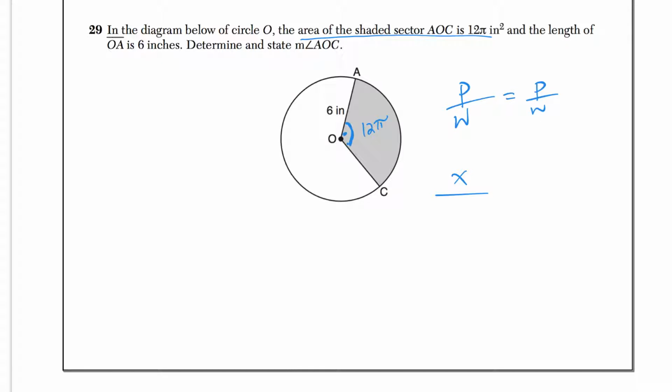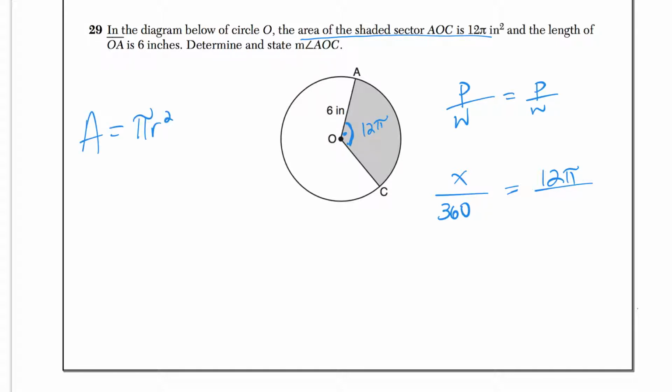But if we're talking about a central angle, we know that the whole is going to be 360, because in an entire circle, there's 360 degrees. From there, on the right side, we're going to compare areas. The part of the circle that we know the area of is 12 pi, and we need to compare that to the whole circle's area, which we'll actually need to calculate.